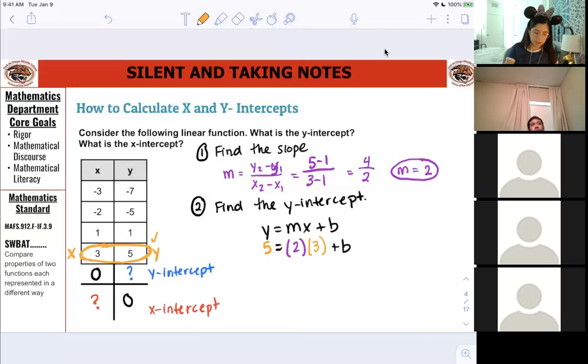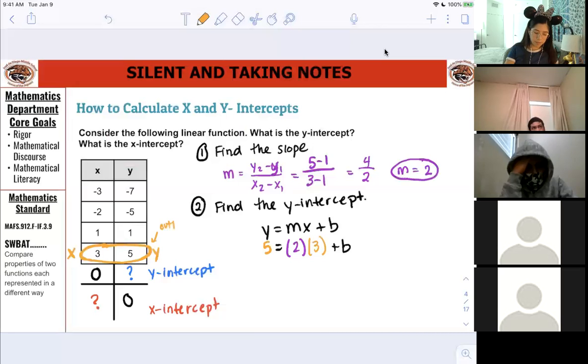So I put this as my output, and this one would be my input. Say that again, Marco? It's always going to be the horizontal. Horizontal, yeah, across from each other.